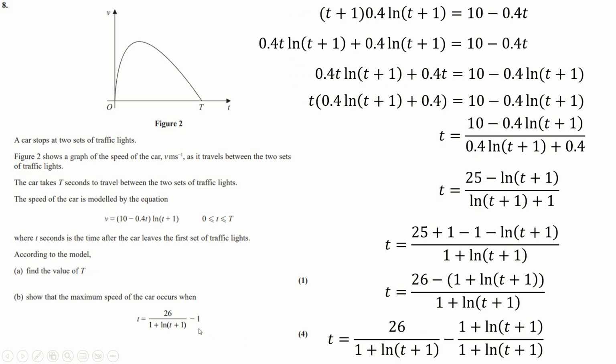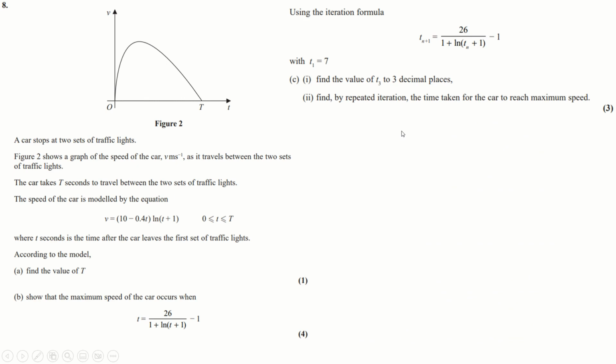I think that was a brutal question to shove in halfway through, but whatever. We get some nice 3 marks here, though, nice and easy. We start with n is 1 to get t2 equals, and then you just put 7 into here. You press equals in the calculator. I don't care what the answer is. You just edit the calculator to say ans in it instead, and then you press equals again, and you get this. By repeated iteration, show the maximum speed.